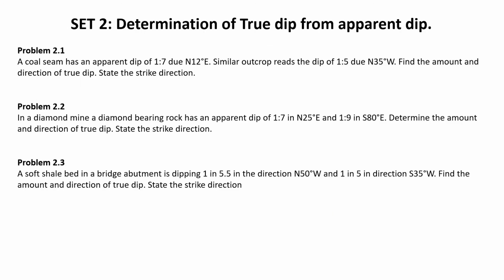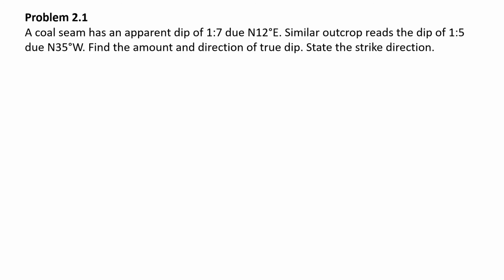Moving to set number 2, here the details of apparent dip are given, from which true dip has to be calculated. So, determination of true dip from the apparent dip. There are three problems here again. Okay, we'll be solving only one problem from this set.